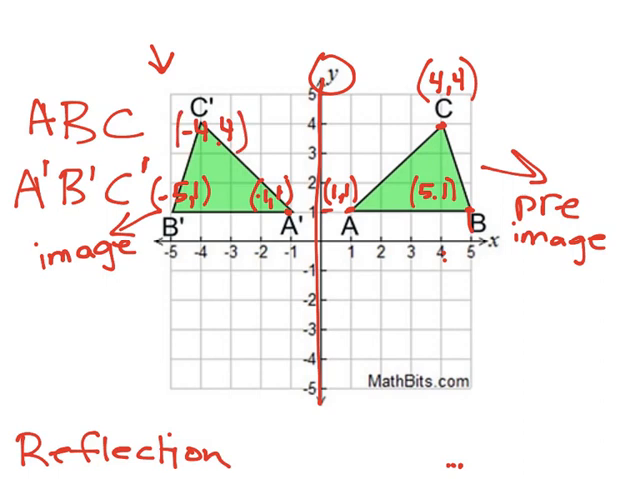Okay, so if we compare the two, so 1, 1, -1, 1. 5, 1, -5, 1. 4, 4, -4, 4. So what I can say is that the X in all of the points A, B, and C, the X turned negative. Okay, and it went from quadrant 1 to quadrant 2.